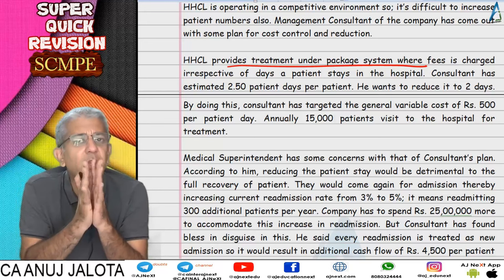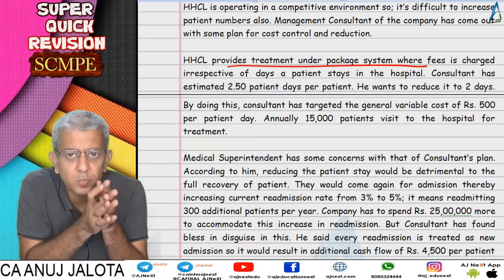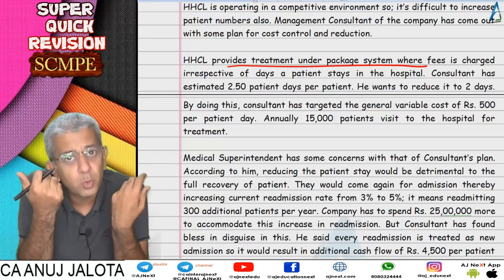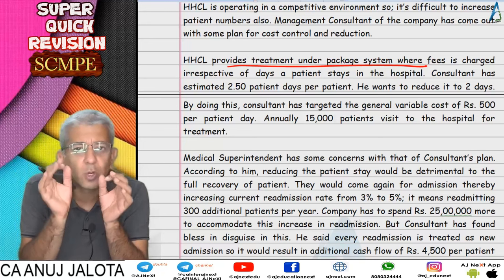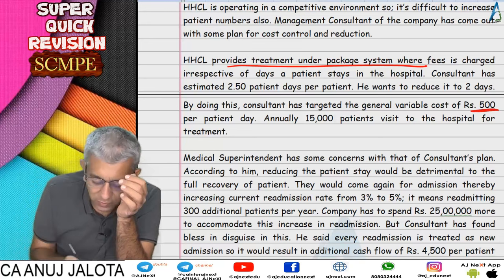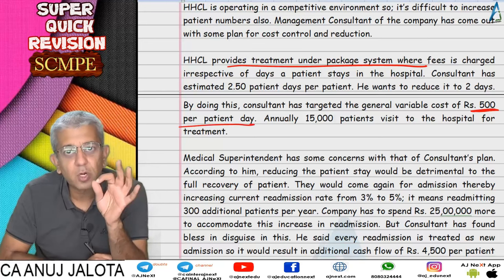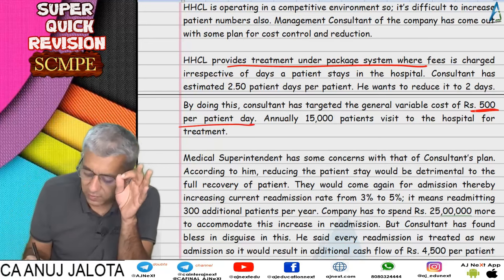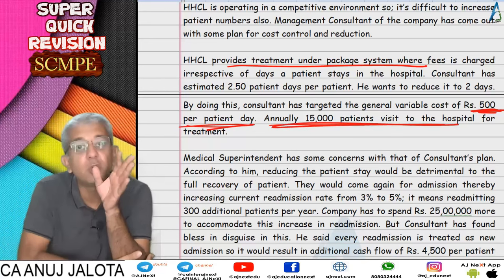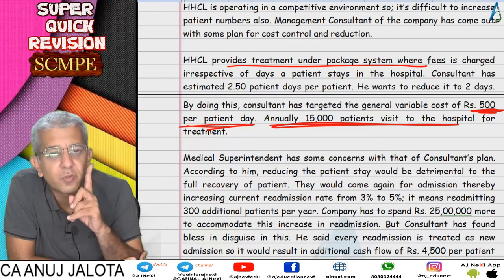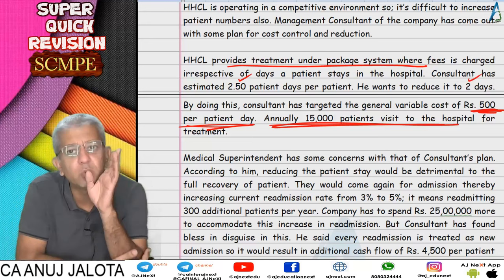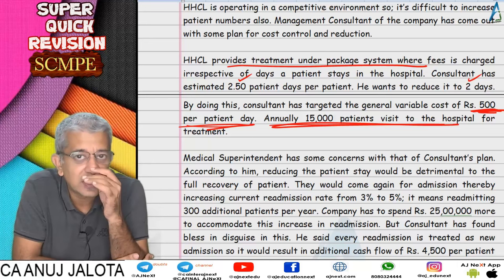We don't even know that, but we charge a lump sum fees and we will treat you. They have found out that on an average, a patient stays in the hospital for 2.5 days. Now they think, let's cut it down to 2 days. Let's tell the patient, whether you are okay or not, please get out in 2 days. With that, they will be able to save the variable cost, which is 500 per patient day. So 500 into 15,000 into 0.5, because 500 is for one patient day and we reduce it by half a patient day, from 2.5 to 2. That will be an annual savings these guys will get.